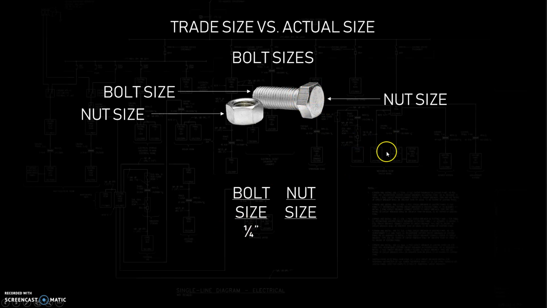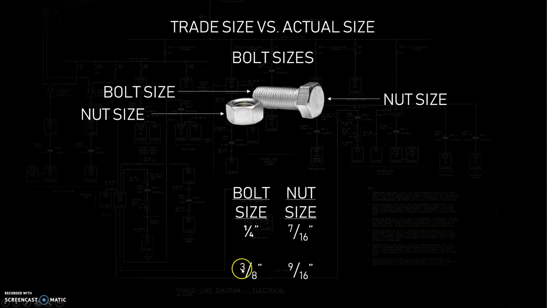For a 1/4 inch bolt, it's going to actually be 7/16. For a 3/8 inch bolt, it's actually going to be 9/16. Those are the two very most common sort of bolt sizes, threaded rod sizes you're going to see. Certainly not the only ones you're going to see, but those are the two most common.